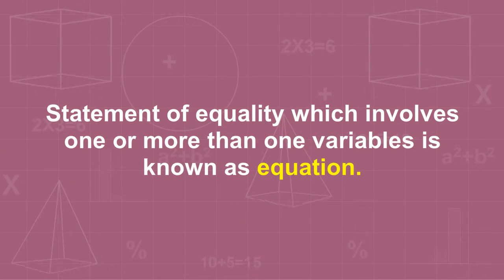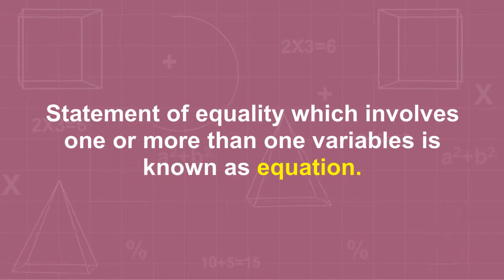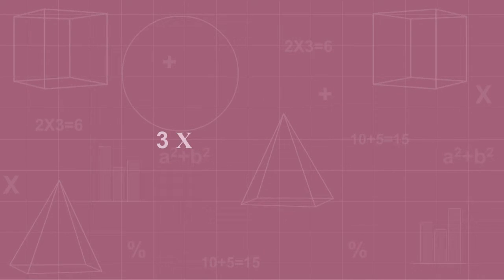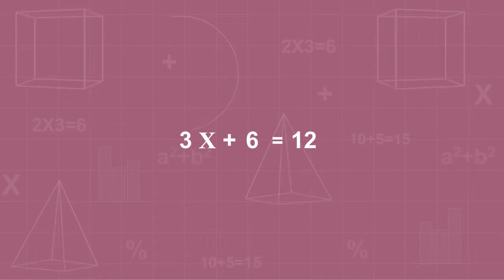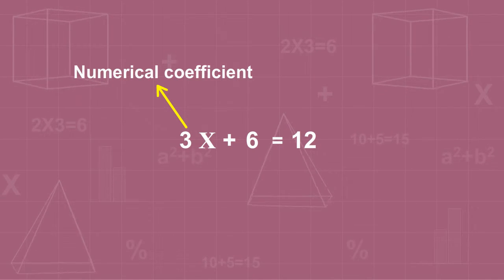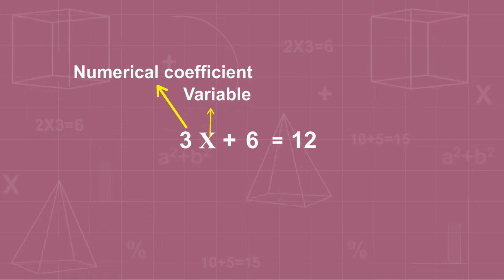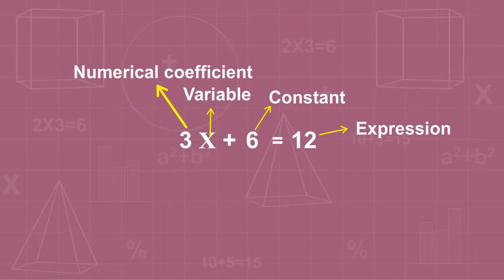A statement of equality which involves one or more than one variables is known as an equation. Let's see an example: 3x + 6 = 12, where 3 is called the numerical coefficient, x is called the variable, 6 is the constant, and 12 is the expression.